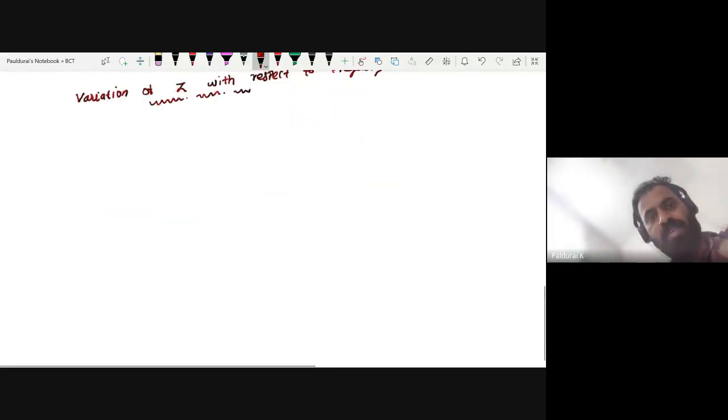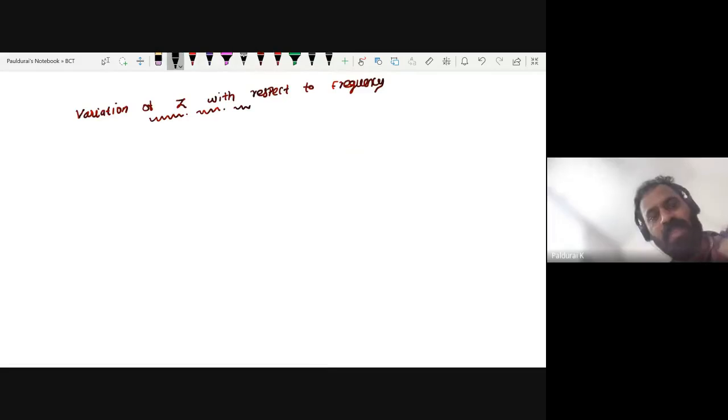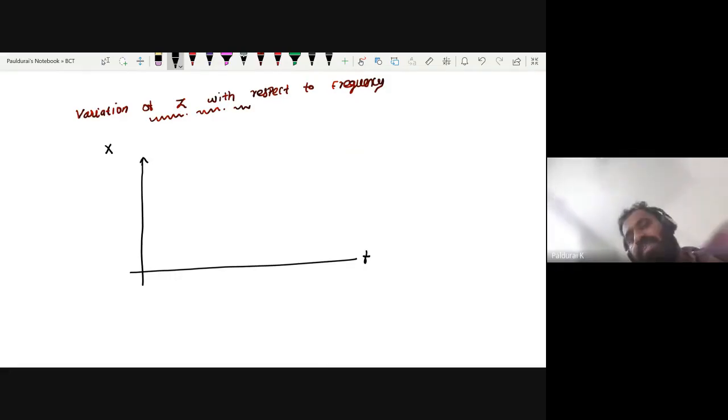Now listen to me carefully. This is the X-axis, and this is the Y-axis. This is my frequency on the X-axis, and this is my reactance, which may be XL or XC. You know the formula for XL. Take the magnitude alone: XL equal to L omega, where omega equal to 2 pi f.